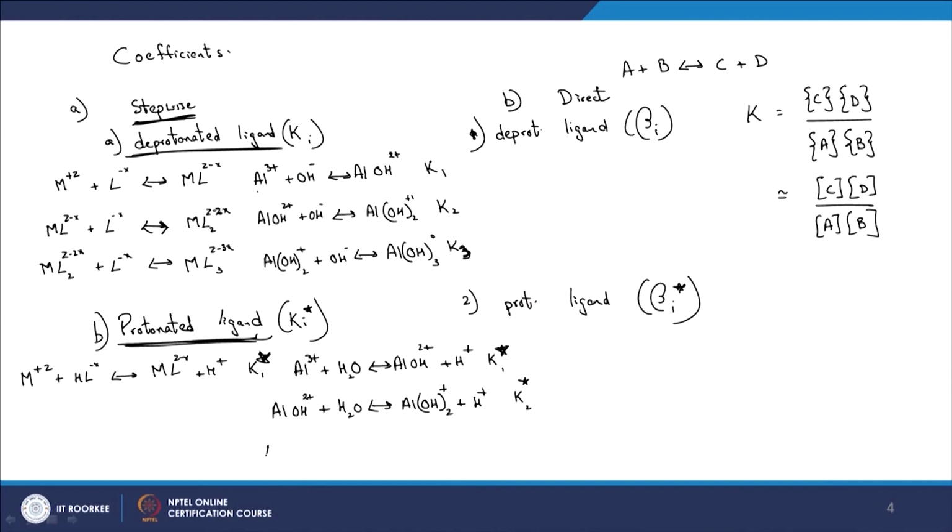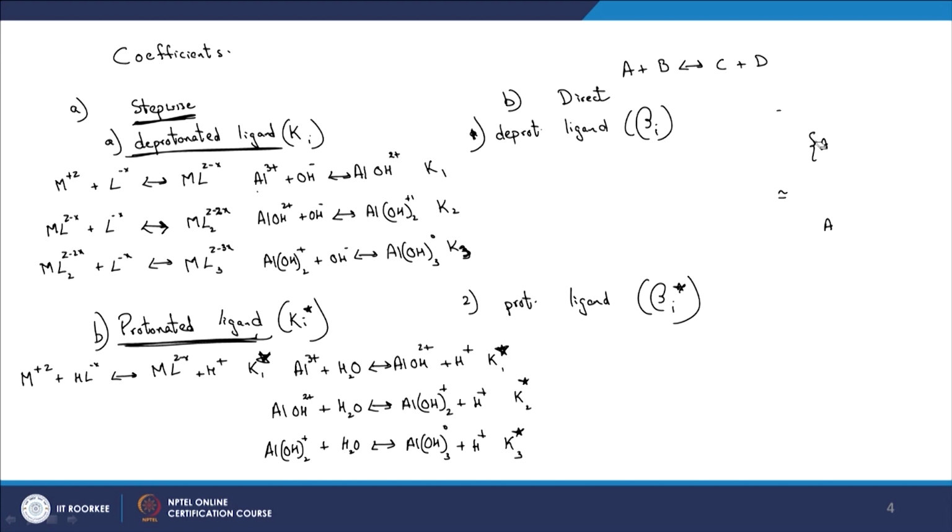with the metal, right? So the last set would now be Al(OH)2+ plus the protonated ligand, which is H2O, would go to Al(OH)3, no charge, plus H+, and that's going to be equal to K3 star, right. So obviously it's self explanatory once you understand one aspect. Now we are going to move on to the second aspect, which is the deprotonated ligand, but the direct addition, I guess. Again it's self explanatory, so let's see what it is that we are up to here.